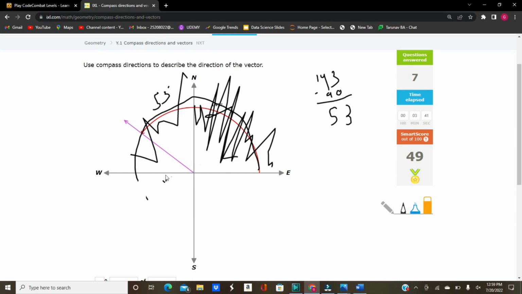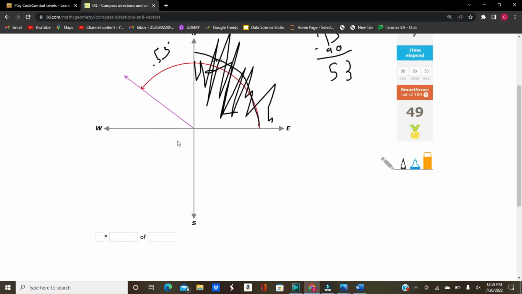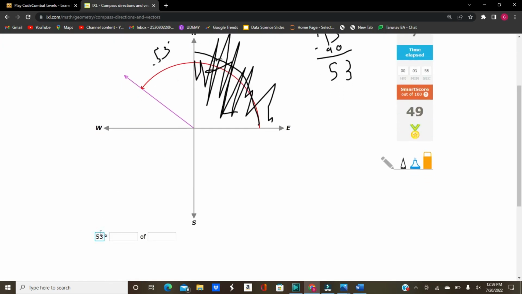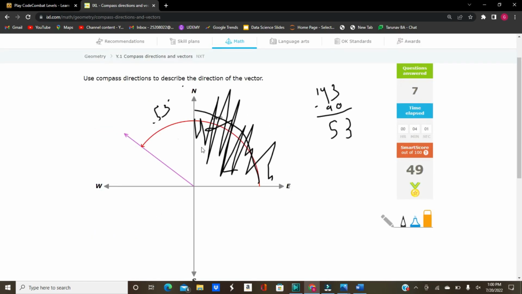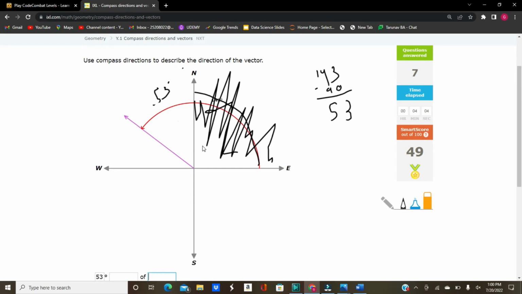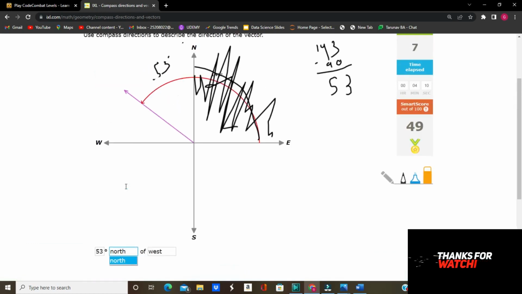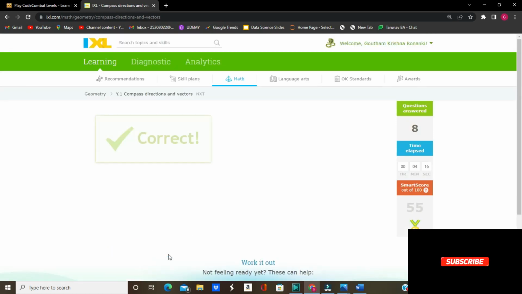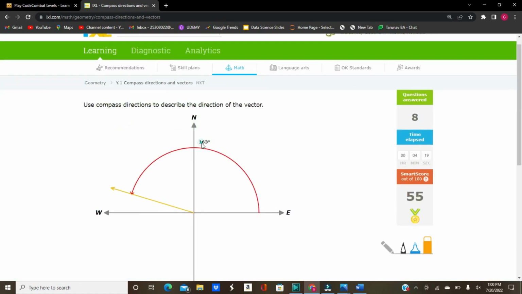So let me just clear all the x's out. Okay, so now we just cleared the 90, then we have 52 degrees west of north, or do we? Yes, we do. So 53 degrees north of west. No, sorry, west of north. Yes. And then you just take out the 90, and that's how you basically find the direction of a vector.